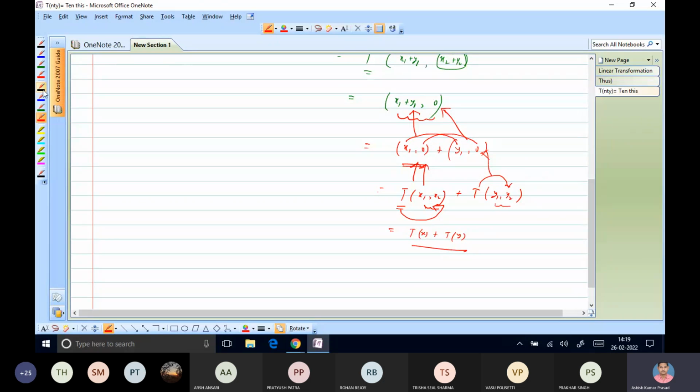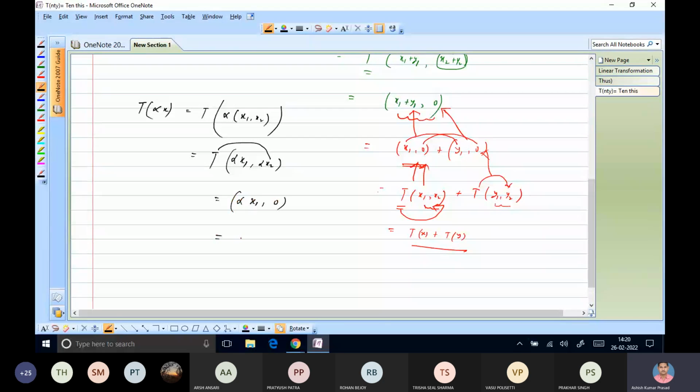Similarly, if you want to prove the next thing, suppose you want to go for T of alpha x. So T image of alpha x, alpha is a member of the field which is R. So alpha being a member of R, alpha x is alpha x1, alpha x2, because it is a member of R square, the vector space. So alpha gets multiplied to each component, so I'm getting alpha x1, alpha x2, and the action of T is that it is making the second component 0, so alpha x1, 0.